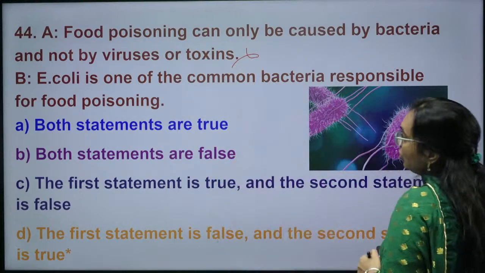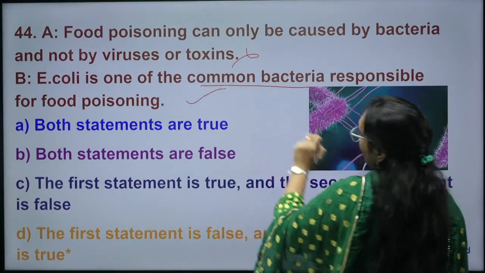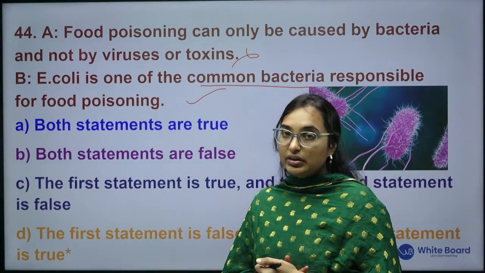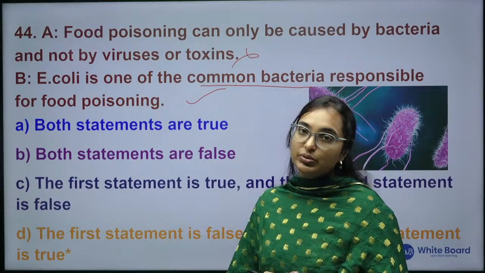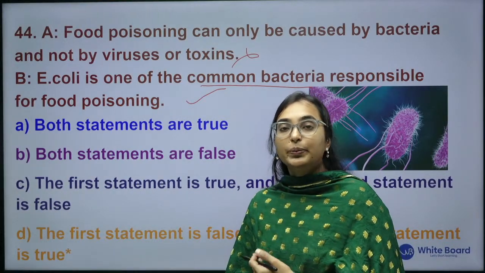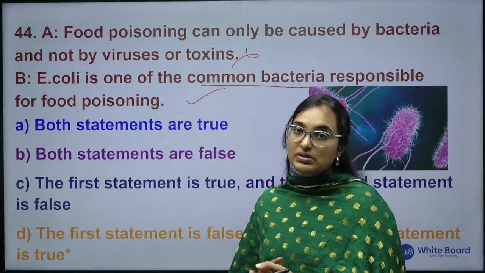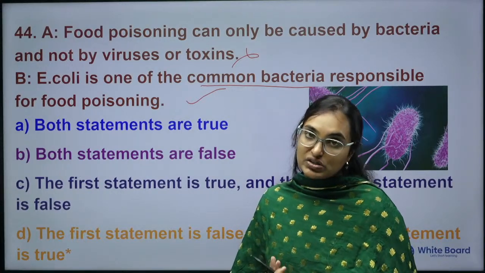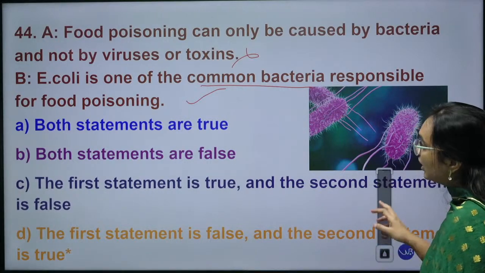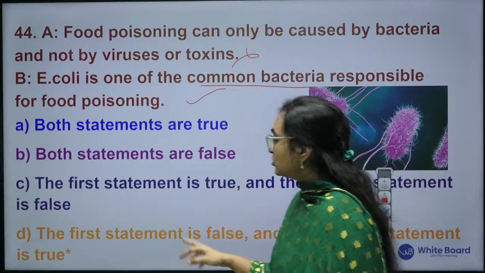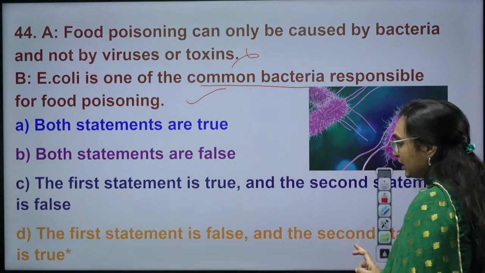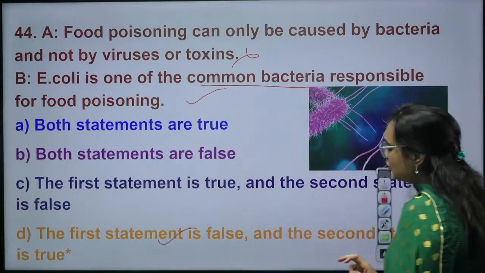E. coli is one of the common bacteria, yes, that is responsible for food poisoning. Food is mostly infected with the common bacteria E. coli that is responsible for causing various food poisoning, that leads to the person who is consuming this poisoned food having infections like diarrhea and cholera. So E. coli is one of the common bacteria. So the first statement is false and the second statement is true. Answer is D.